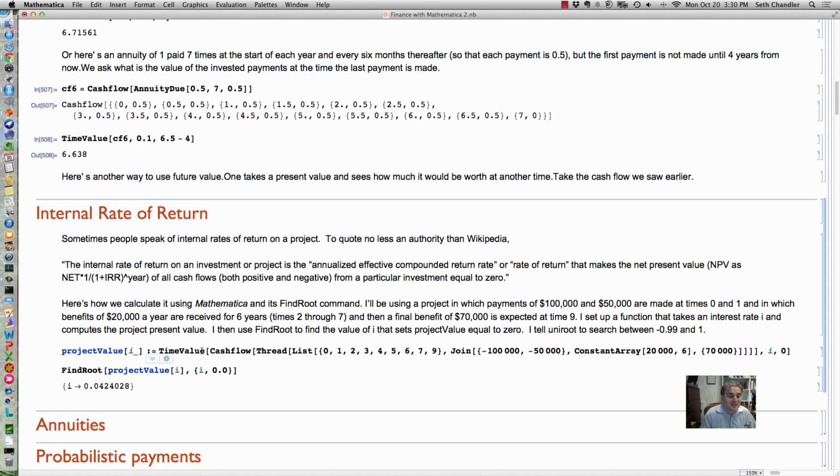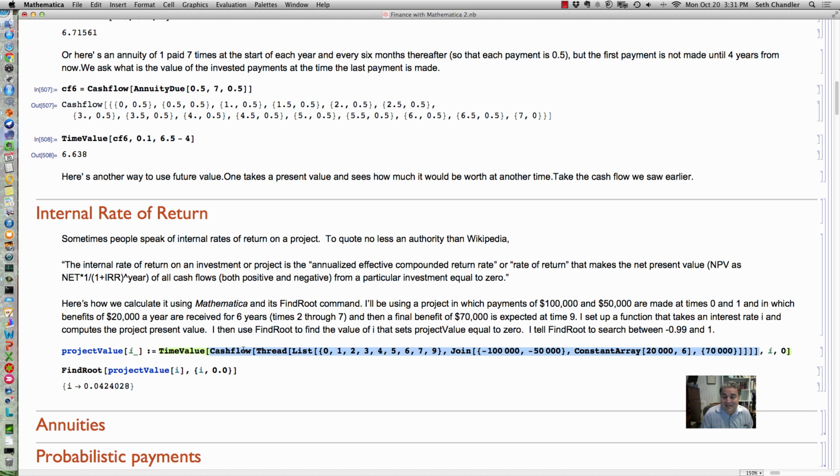So, what on earth have I done here? I have created a function called project value. Let's actually read what I did. I'll be using a project in which payments of $100,000 and $50,000 are made at times 0 and 1, and in which benefits of $20,000 a year are received for 6 years, and then a final benefit of $70,000 is expected at time 9. And what I want to do is figure out what is the internal rate of return on this investment.